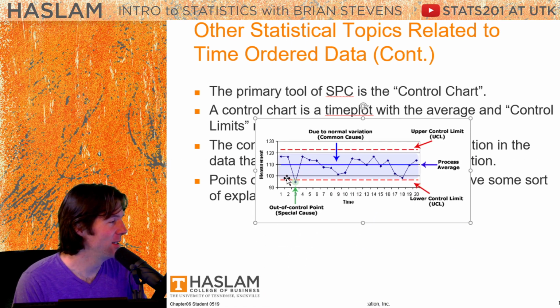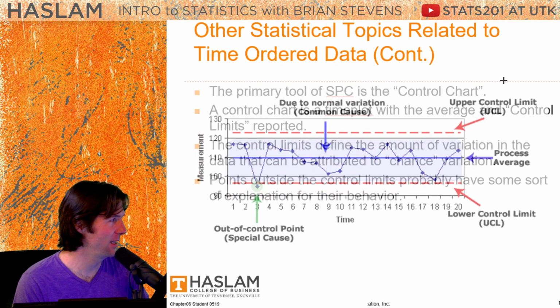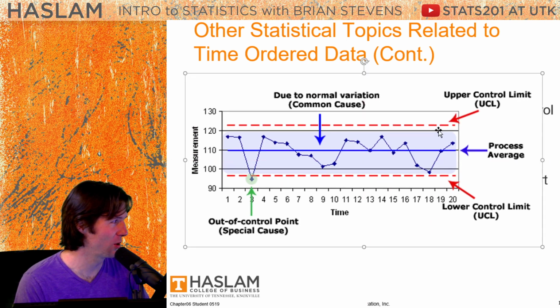Right here, 99.7% of the data is expected to fall within the upper and lower control limits. So within those control limits, we expect 99.7% of the data to fall. So how many standard deviations do these control limits go out?